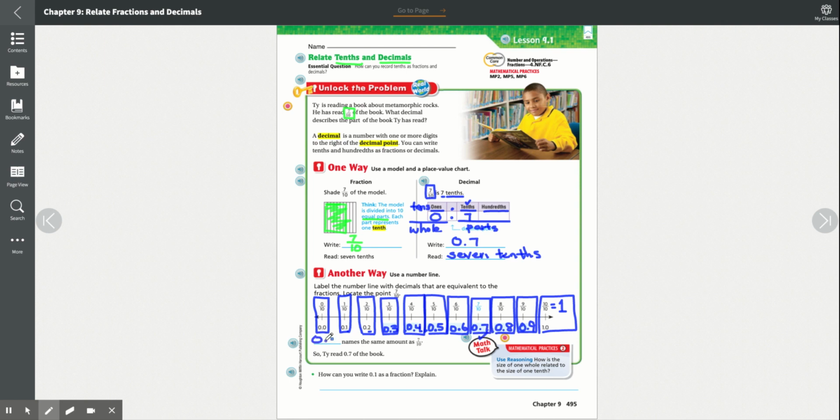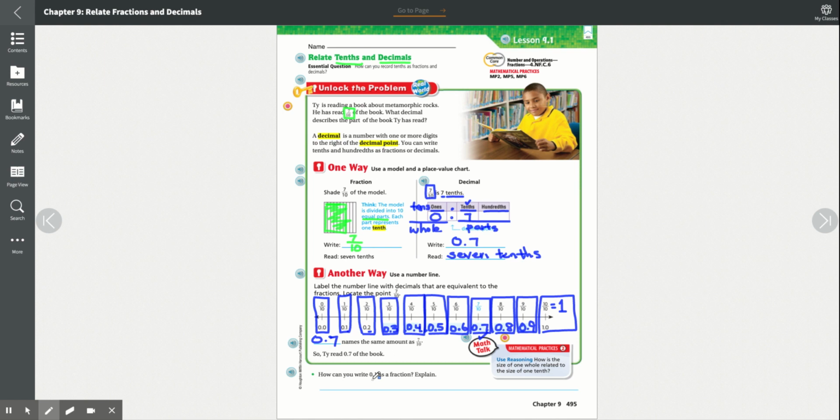0 wholes and 7 tenths. That's 0.7. It's super messy. All right, so we've got 0.7. So Ty read 7/10 of the book. So let's try this one.